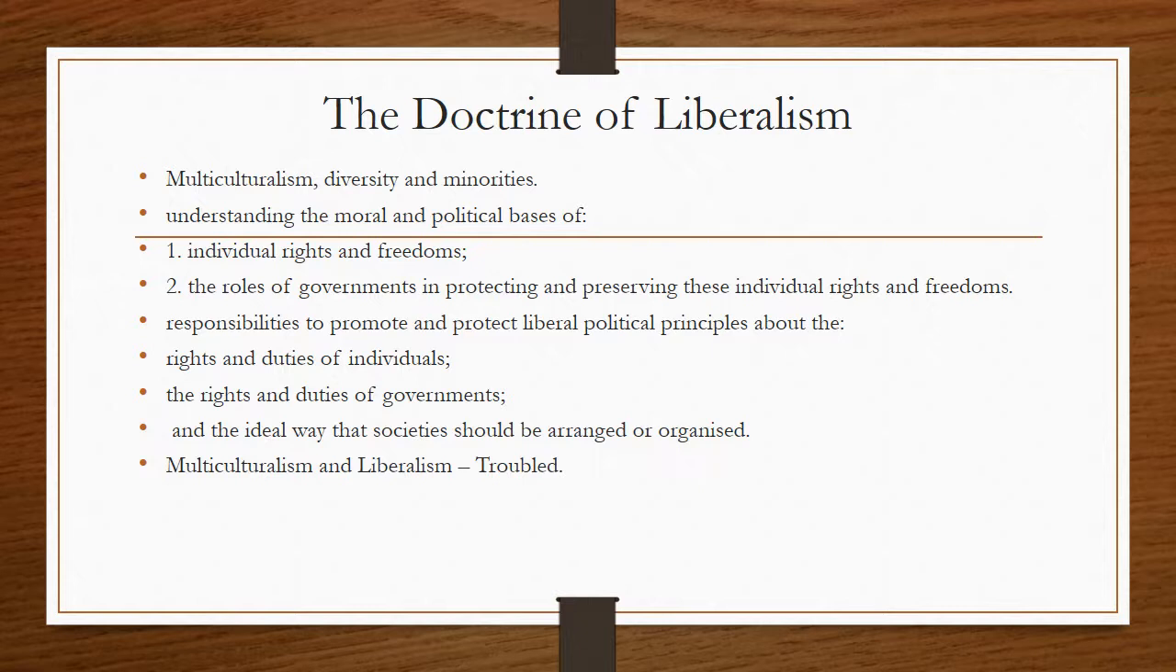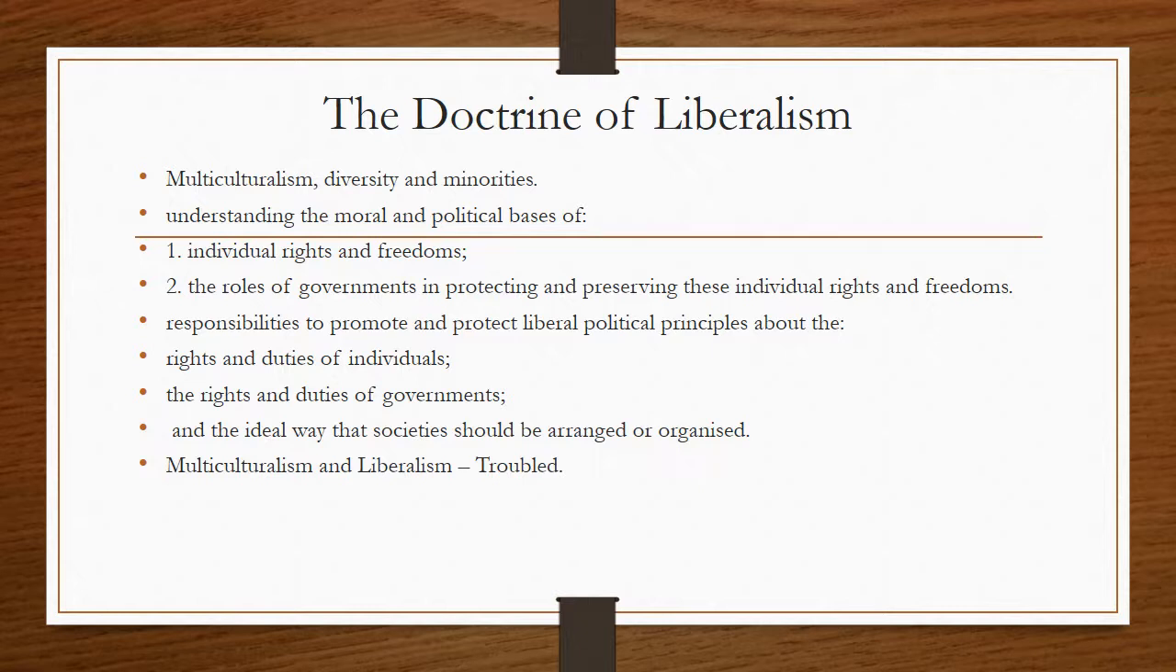Particular attention has been paid to the types of responsibilities that liberal states hold in accommodating and guaranteeing the rights and interests of a range of different minority groups found in modern liberal democracies. These minority groups include those that identify themselves in relation to ethnicity, race, religion, age, gender, sexuality, socioeconomic status, mental and physical capabilities. So in this week's topic, I want to focus on the doctrine of liberalism.